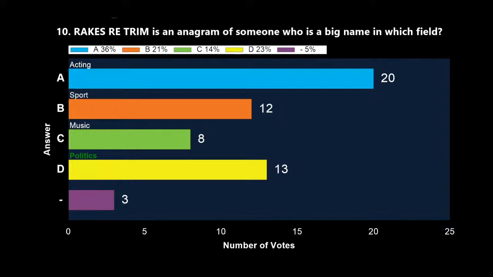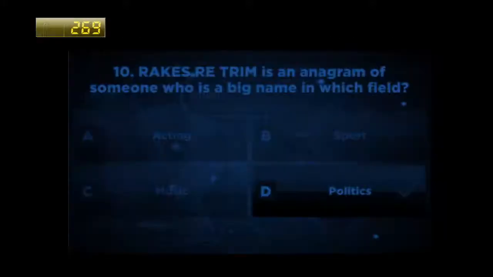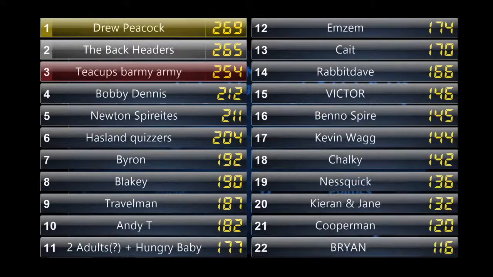So as promised, we'll now take a look at the leaderboard at the halfway stage. So Drew Peacock is the leader, 4 points clear of the Backheaders, and Teacup's Barmy Army, Bobby Dennis. I'm sure that's a tribute to the late great Bobby Dennis, a good friend of ours. Superb comedian. Unless there is another Bobby Dennis. Be interested to know if there is somebody called Bobby Dennis playing. Newton Spirites and Haslam Quizzes, Byron, Blakey, Travelman, and Andy T.